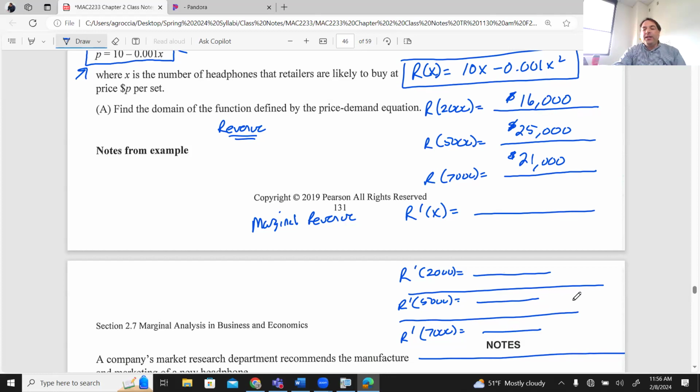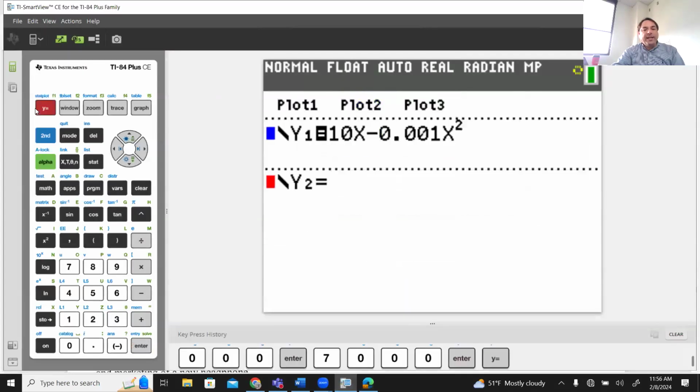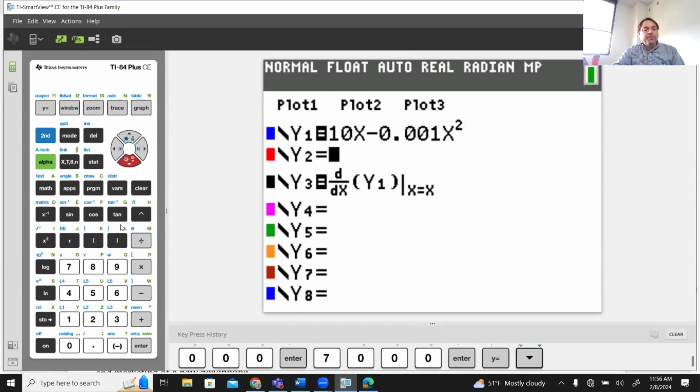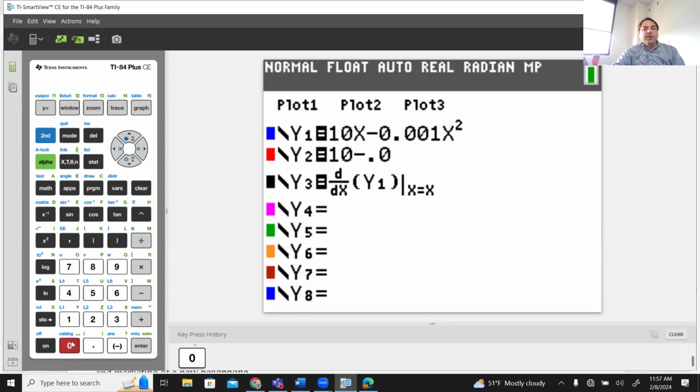So when you do the derivative, when you do the marginal revenue, the derivative of 10x is 10. Minus the derivative of 0.001x squared is 0.002x. Then we're going to plug in 2,000, 5,000, 7,000. I'm going to do this all in the calculator, and we're also going to check it. So I go to y equals, I go to y2, and we get 10 minus 0.002x.